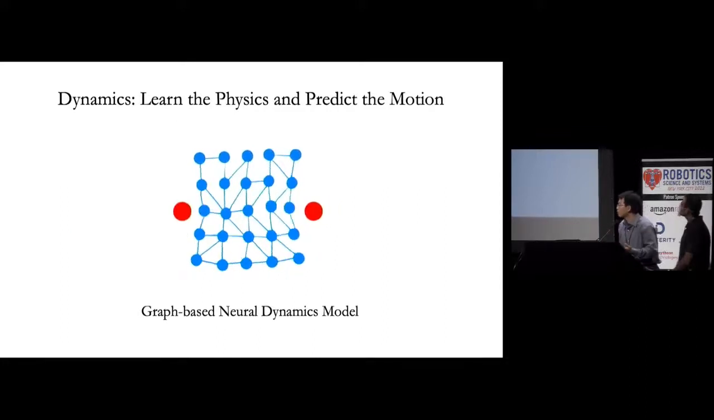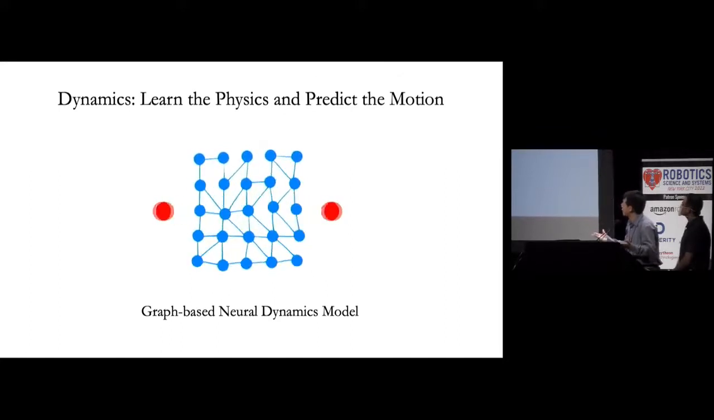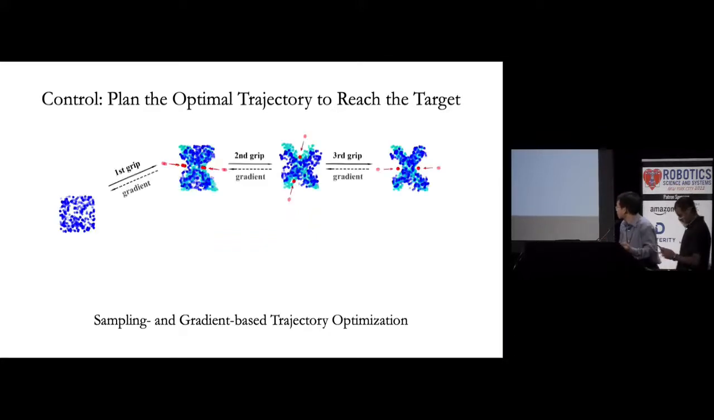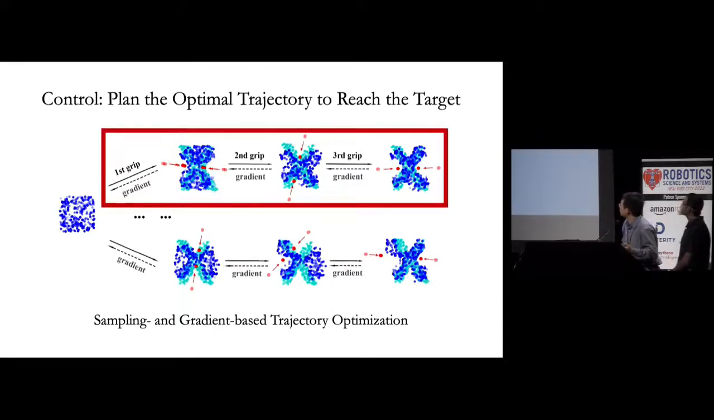Then we use a graph neural network to learn the dynamics and predict how the particles will move when applying an action. We demonstrate in our work that only 10 minutes of real-world interaction data is needed to learn the complex dynamics very well. With the trained dynamics model in hand, we use sampling and gradient-based trajectory optimization to find a robot trajectory that leads to the most similar shape to our target shape.